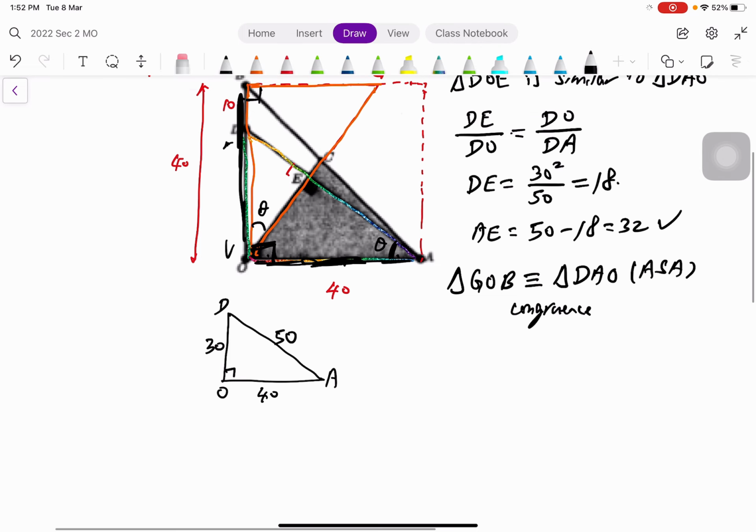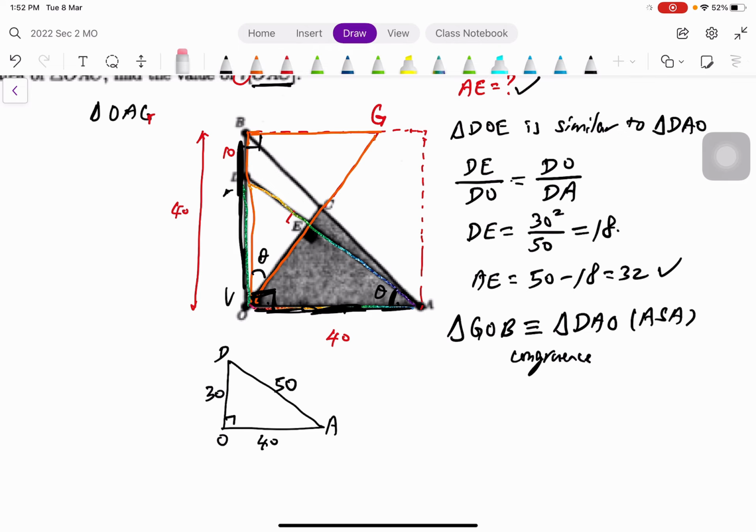Then on top of that, let me clean this part here. Now I want to prove that triangle BGO and the other triangle OCA, these two triangles are similar. Quite obvious. Can you see that this angle is equal to this angle, vertically opposite, and this angle here is equal to this angle here. Therefore, they are similar, right?